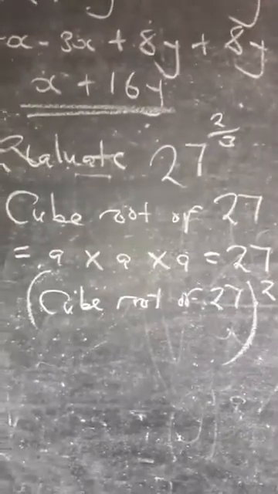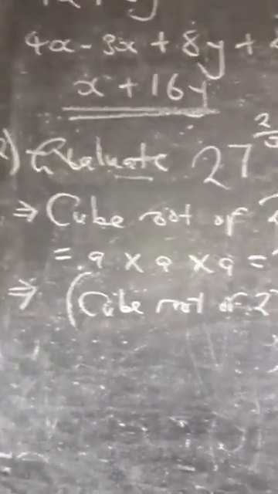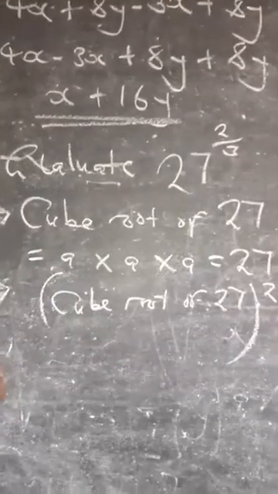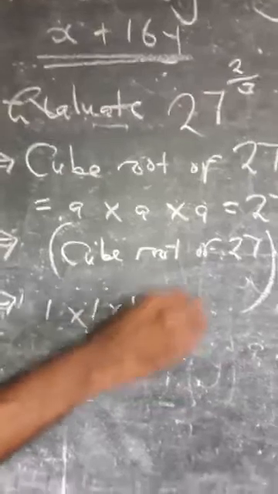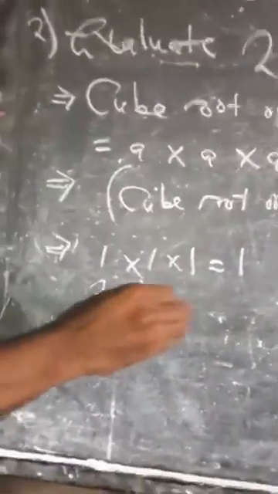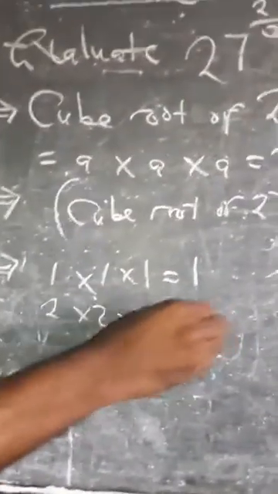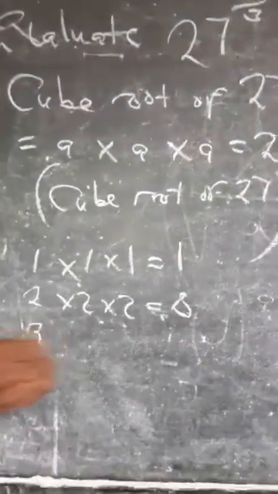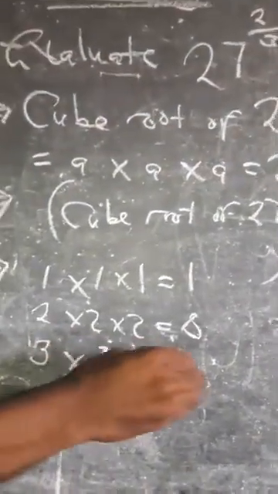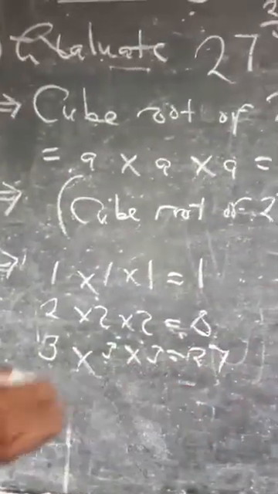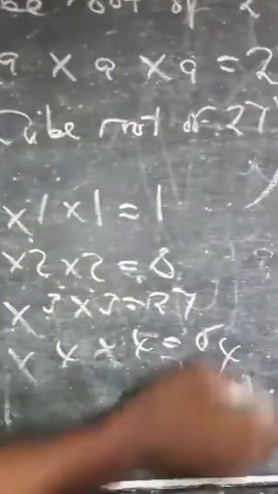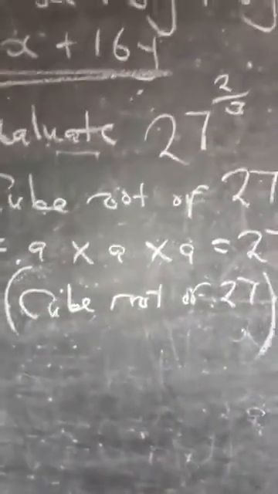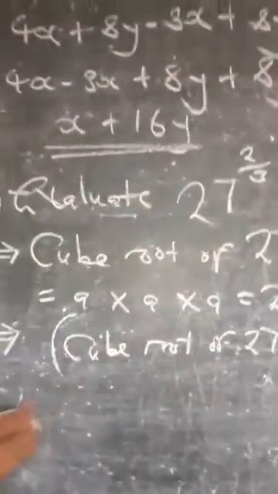Now, trying out these numbers, we can see that if we say 1 by 1 by 1, what we have is a 1. If we have 2 by 2 by 2, what we have is 8. And 3 by 3 by 3, what we have is 27. 4 by 4 by 4, what we have is 64. That means definitely the cube root of 27 is a 3.